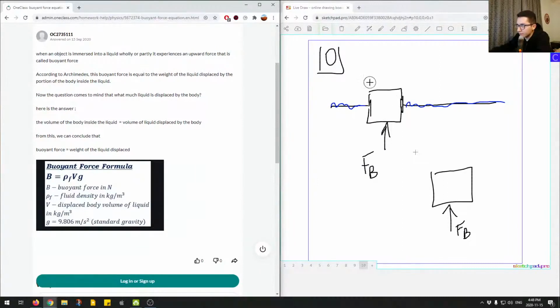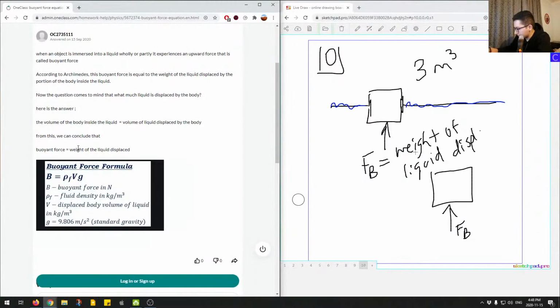So we have some object over here with a volume, whatever it could be, 3 meters cubed, which is equal to the volume of the liquid displaced by the body. Whatever it displaces, that's the volume that we care about. So if this was half, we'd look at 1.5. If it was full, it would be 3. From this, we say buoyant force, FB, is equal to the weight, measured in newtons, of the liquid displaced. That's the key thing you want to know here.